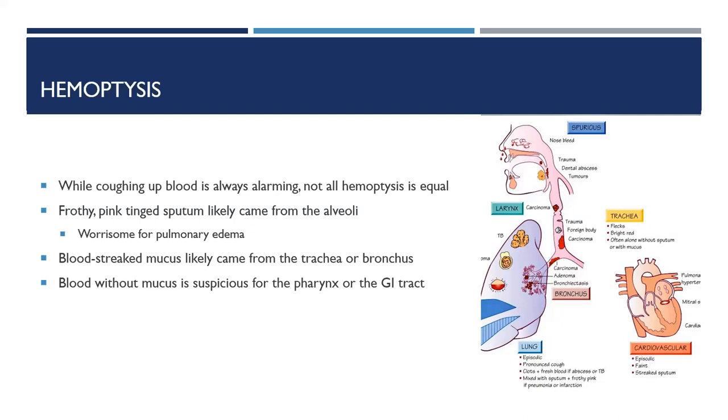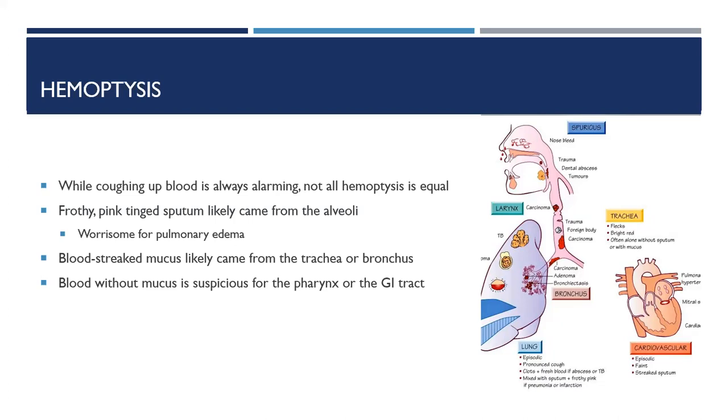Hemoptysis. Hemoptysis is coughing up blood. So with coughing up blood, it depends on exactly what the blood looks like. Pink frothy sputum. Please remember this, because you have got to intervene quickly because your patient is tanking and will code very quickly. Blood-streaked mucus that's not frothy is likely to have come from irritation from the trachea or bronchus.